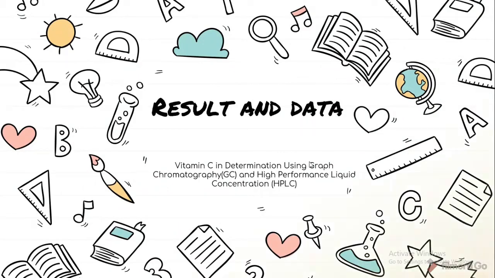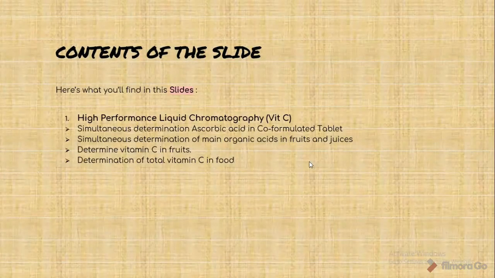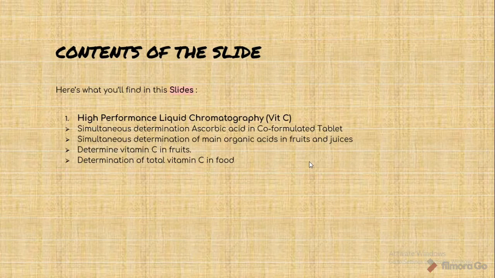Results and data. The results obtained for the determination of vitamin C from 4 different articles using high performance liquid chromatography, HPLC. The first article is the simultaneous determination of ascorbic acid in a co-formulated tablet, and the second article is the simultaneous determination of main organic acid in fruit and juice. The third article is the determination of vitamin C in fruits, and lastly is the determination of total vitamin C in food.